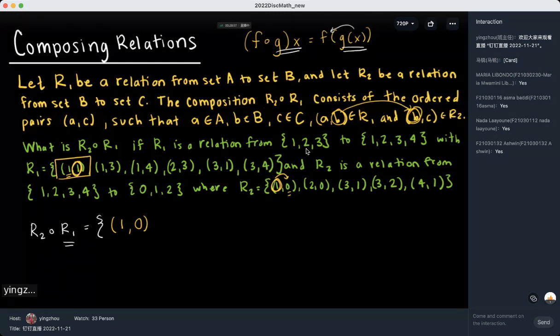Now I am going to move on to my second value, which is (1, 3). Again, I write down the 1 from R1, and then I look for the 3 over in R2. In R2, I found a 3, and I found another 3, so I actually have two 3s. That tells me I am going to have two ordered pairs: the first one is (1, 1) and the second one is (1, 2). Those both occurred from this second ordered pair.